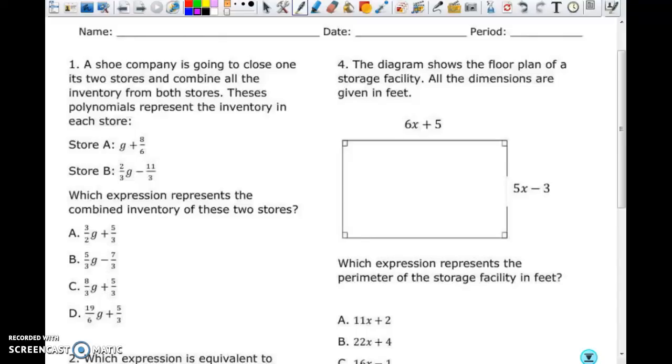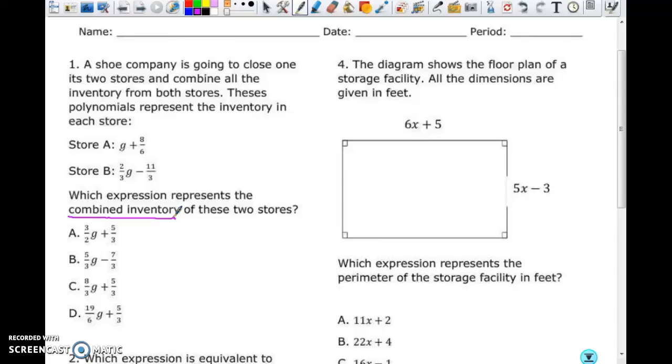Okay, so for problem number 1, a shoe company is going to close one of its stores and combine all the inventory from both stores. These polynomials represent the inventory in each store. So store A has G plus 8 over 6, store B has 2/3 G minus 11 over 3. Which expression represents the combined inventory of these two stores? So if these are my two inventories here, how do we combine them?